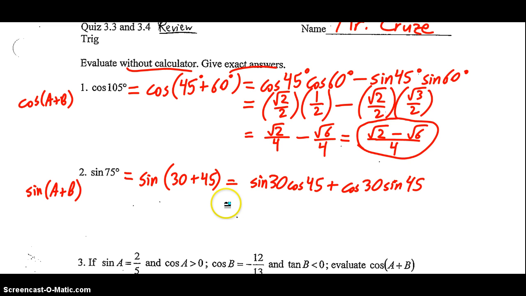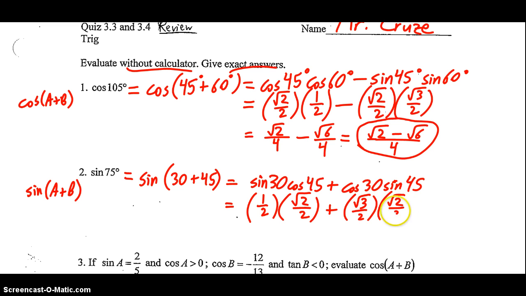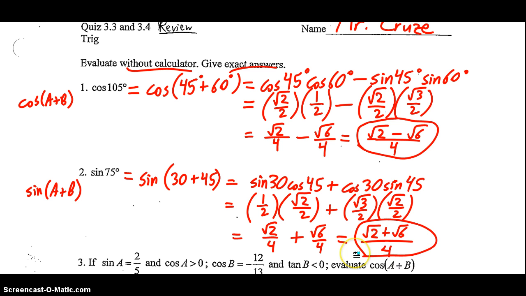Now start plugging things in. Sine of 30 is 1/2. Cosine of 45 is radical 2 over 2. Cosine of 30 is rad 3 over 2. And sine of 45 is rad 2 over 2. Kind of looks like we're going to get a similar answer here, right? 1/2 times rad 2 over 2 is rad 2 over 4. Plus rad 6 over 4. Hey, look. They're very close to the same answer. Not quite the same. Now it's a plus sign between, right? And again, feel free to check your answers and make sure that it works.